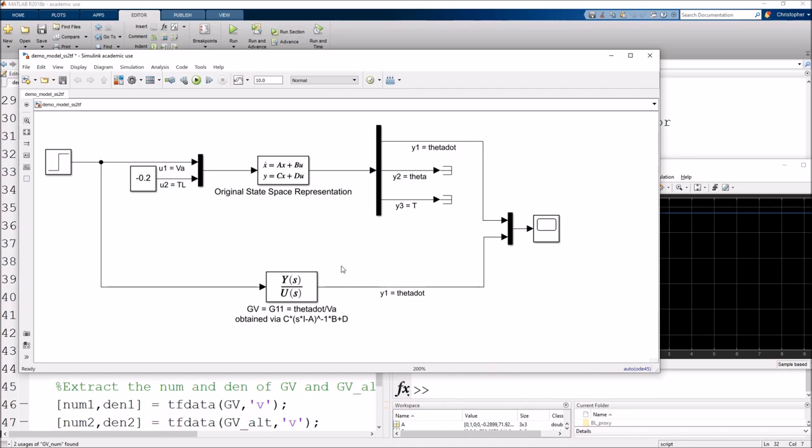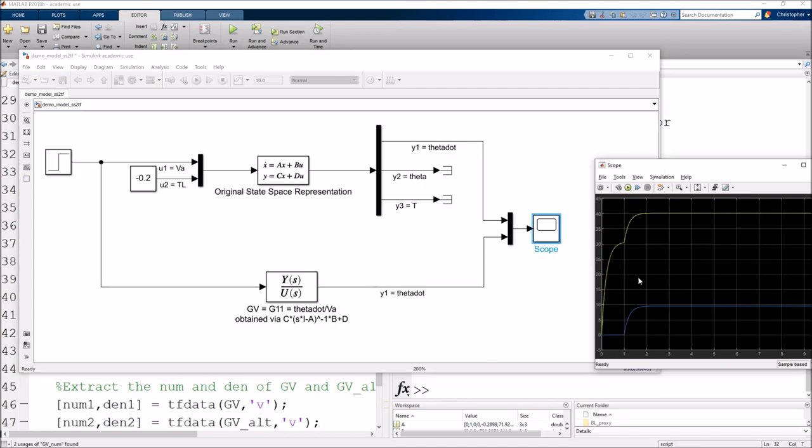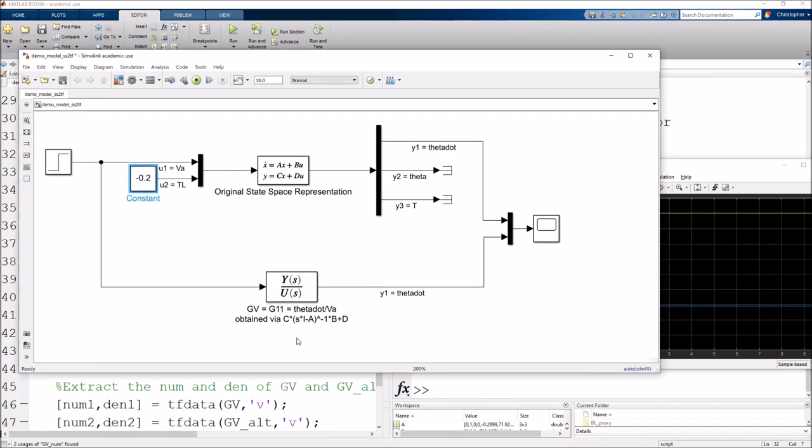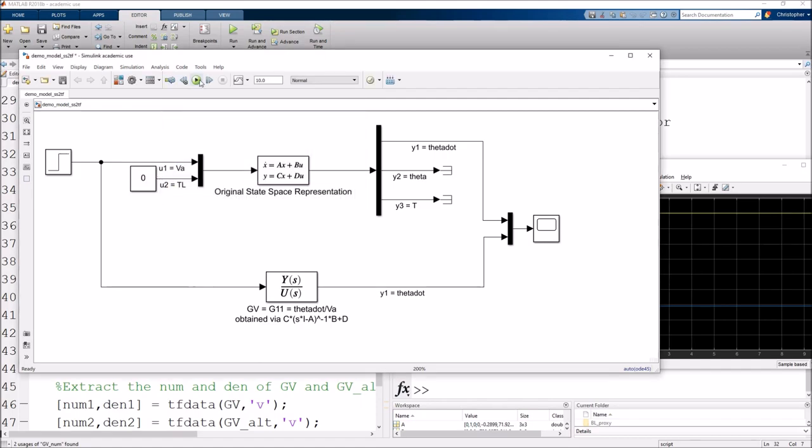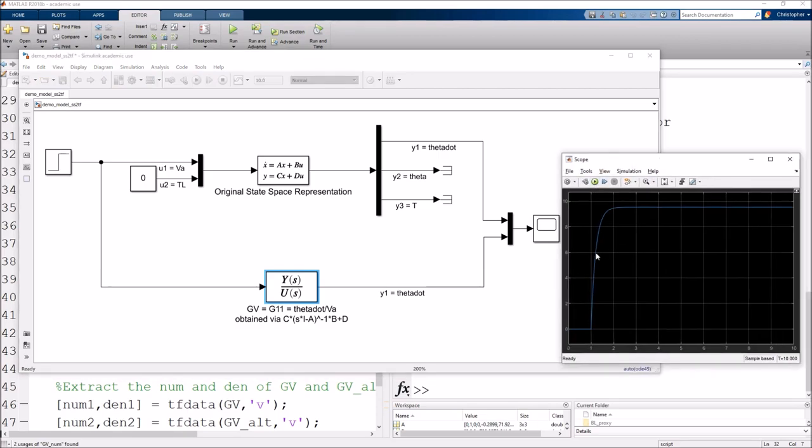If I run this and look at the scope, we see that, yes, indeed, they're different. So if I wanted to capture, using the transfer functions, how the system responds to both of these inputs, I actually need G11 plus G12 in order to compute this output. But I think that's a story for another discussion. So if we set this back to zero, I think that proves that in this situation, this transfer function does indeed behave exactly the same as the original state space representation.